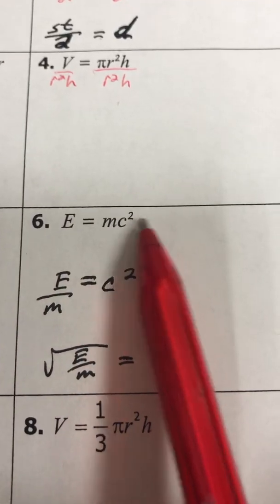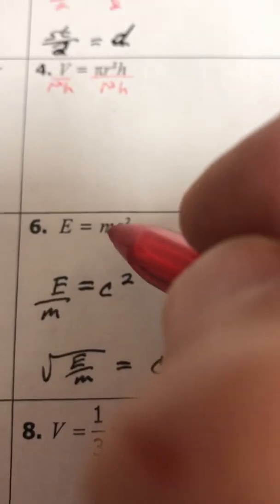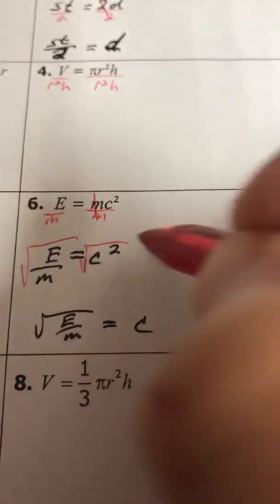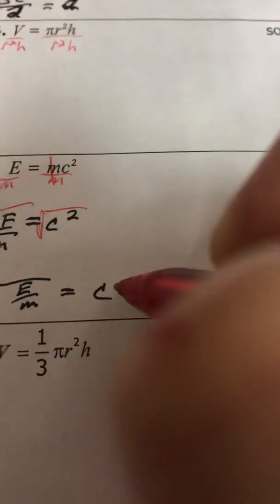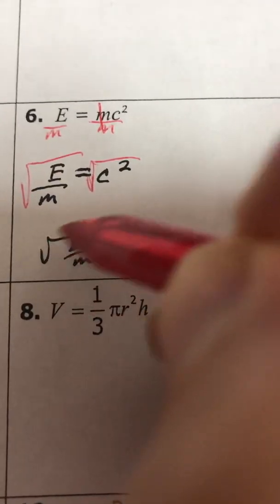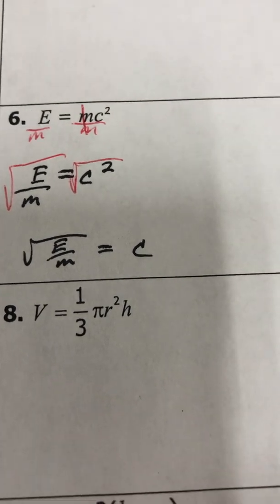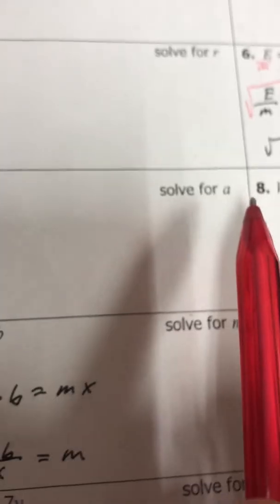If I'm solving for c, this one's a little tricky. Here I have c squared. So in order for me to get at least the c squared by itself, let me get rid of this m. So I divide both sides by m. So I have e divided by m equals c squared. Now I don't want to know what c squared equals. I want to know what c equals. So I take the square root. Taking the square root of c squared gives me just c. And that's going to equal the square root of e divided by m. And I'm done.